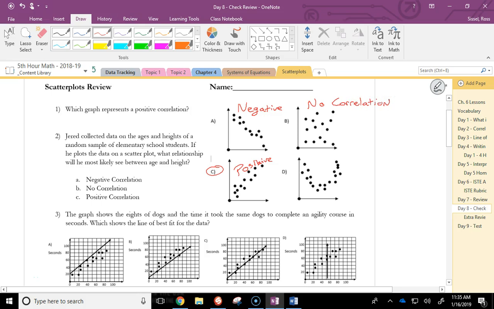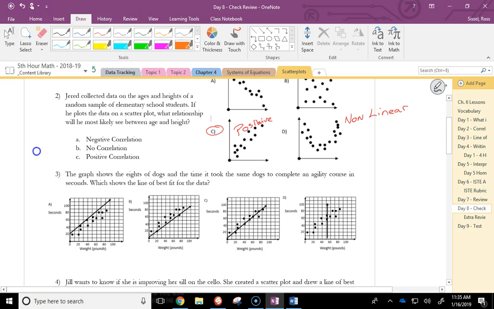And on D, isn't that like a swing correlation? No, it's a banana correlation. No, it's no correlation, but like, isn't that like a swing correlation? Non-linear.